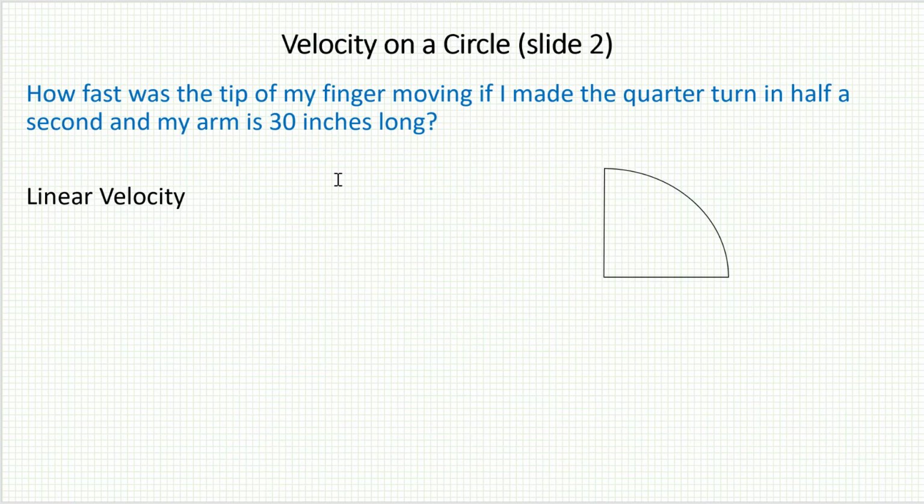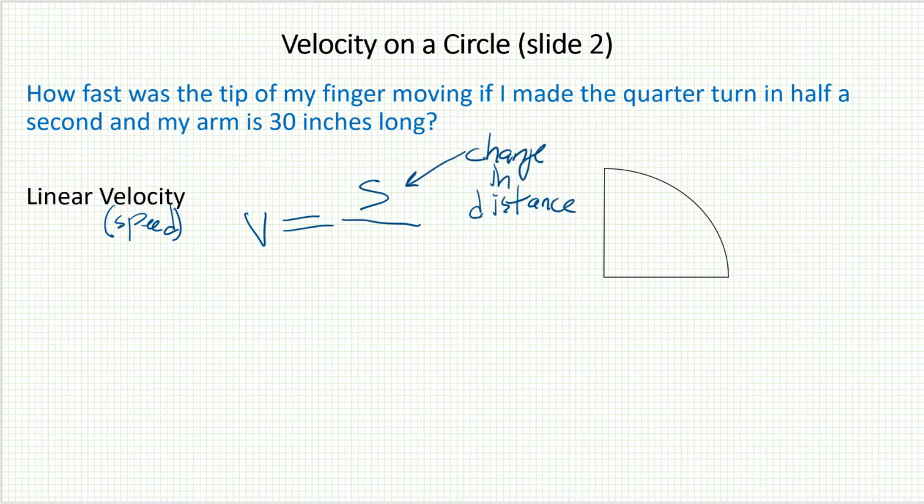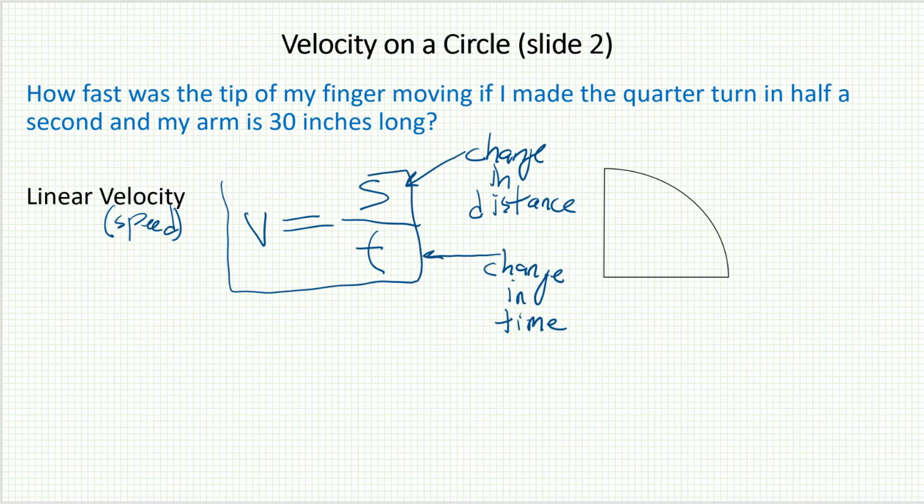Another way that we could answer that same question, though, would be to use what's called linear velocity. Linear velocity, or linear speed, is abbreviated with the letter v for velocity, and its definition is the change in the distance, which I will call s, over the change in the time, which we will once again call t. So v equals distance divided by time, s over t. Now, let's think about my situation.